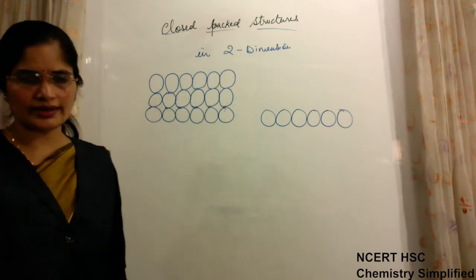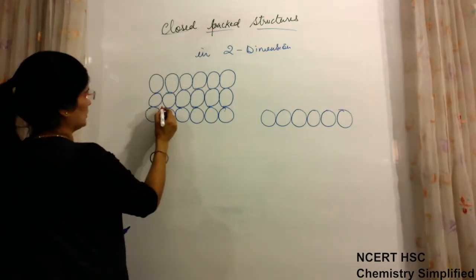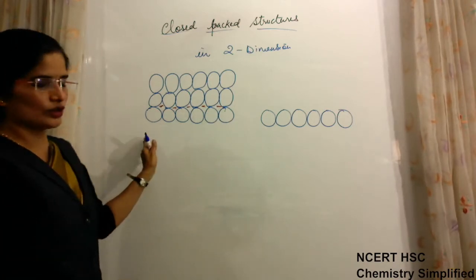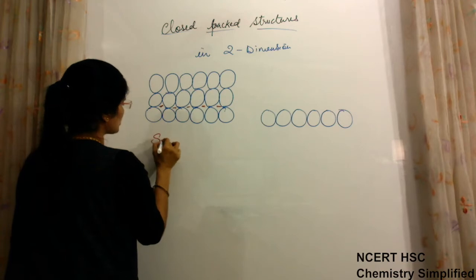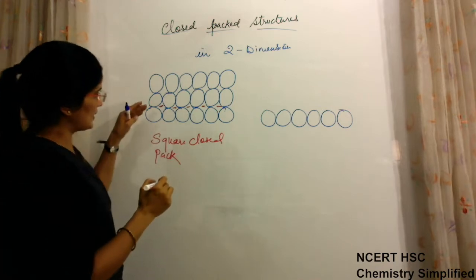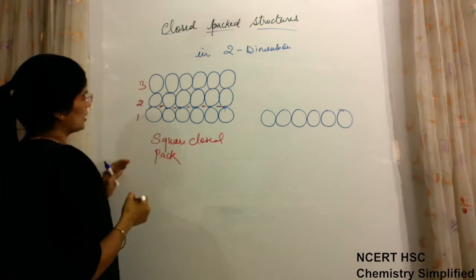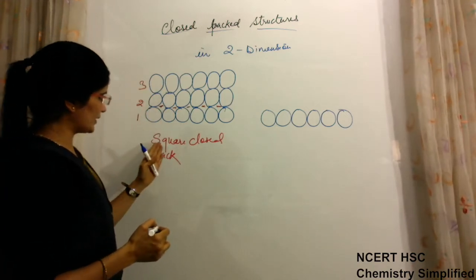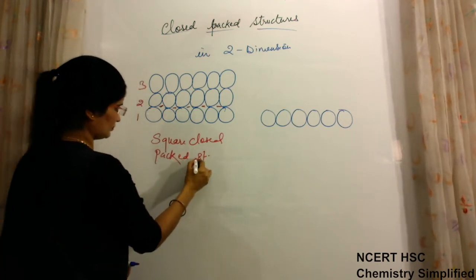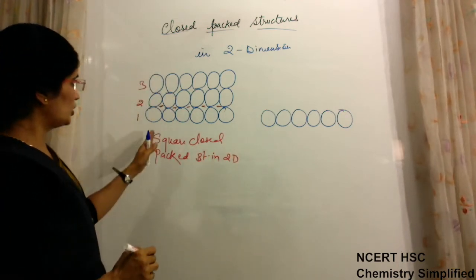Now when I am doing the arrangement like this, a lot of space is left in between because the space is getting wasted. But this is one of the ways. This is known as square close packing, when you are placing the second layer exactly over the first layer. This is the first layer, second layer, third layer. Placing the second layer exactly over the first layer gives a square close packed structure. In 2D, not in 3D. We are not talking about 3D.